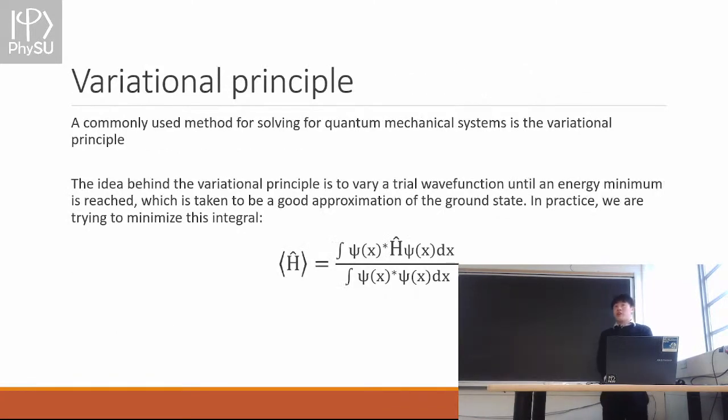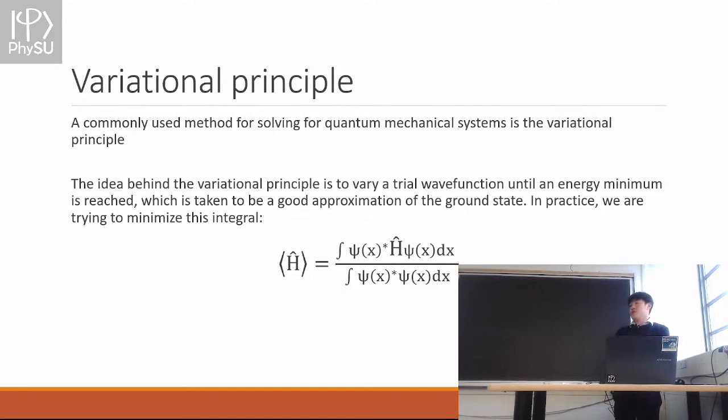So essentially, suppose you want to find the ground state of a quantum system, the lowest energy state. It turns out that if you take any arbitrary quantum state allowed by this Hamiltonian and compute its expectation value for the energy, it will always be higher than the ground state energy.